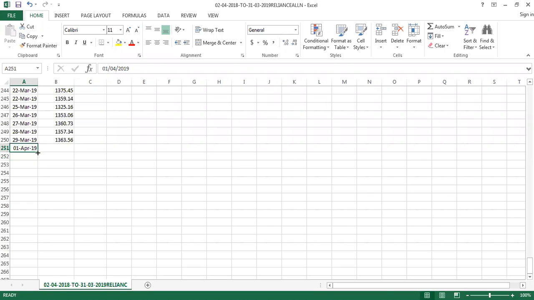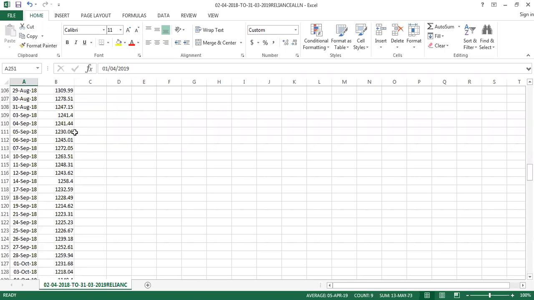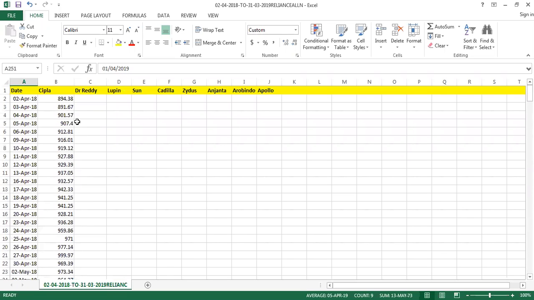You are getting it? Okay, sir. All data should come one below the other till 31st March 2020. Clear? So I'll just tell you how many data points I have.